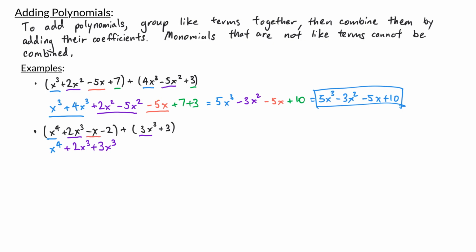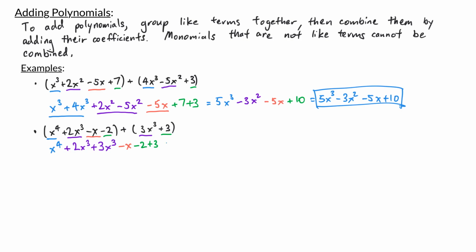Next, we have minus x, and again, in my second polynomial, I don't have any like terms because there's no x to the first power in that second polynomial. So I'll just write the minus x on its own. Lastly, we have terms that don't have any variables. We have a negative 2 here and a positive 3. Those two terms can be combined. So I have minus 2 plus 3.